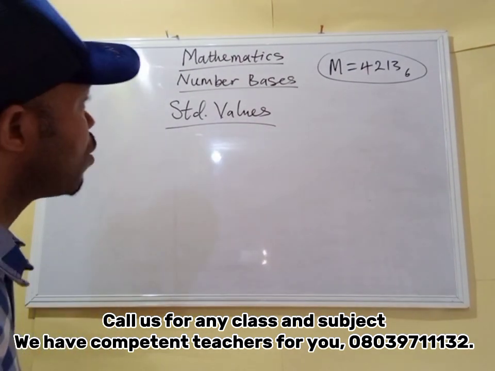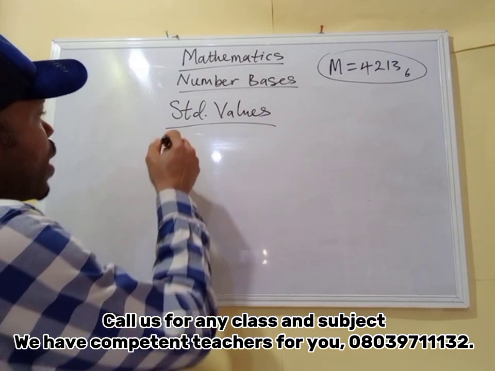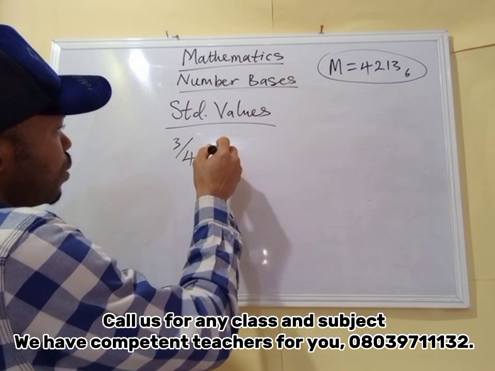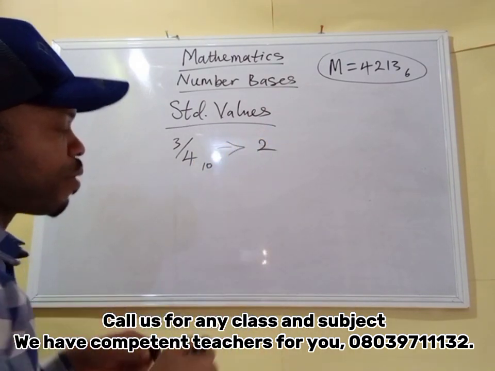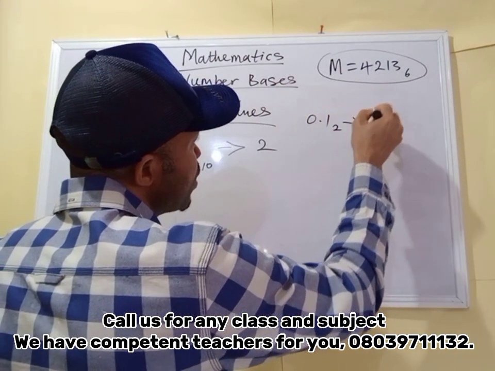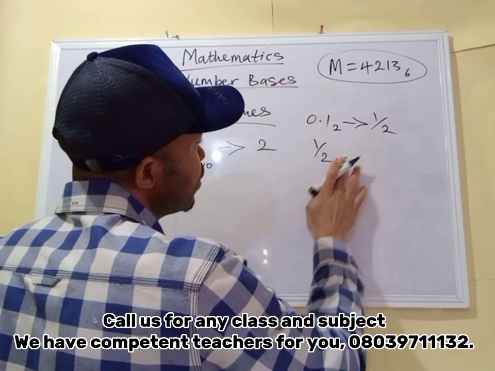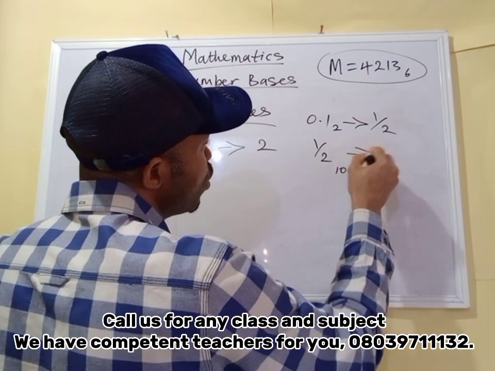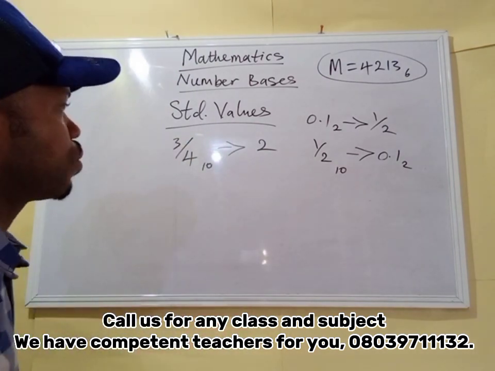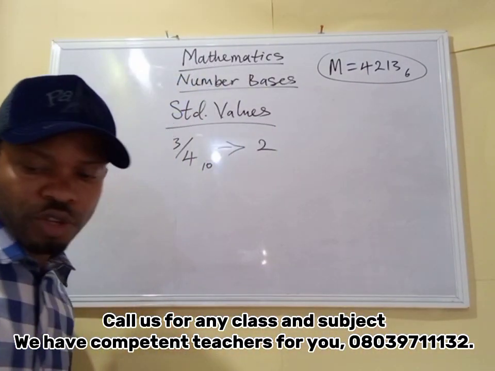So again, let's solve some random questions under some of those standard values I gave you. Let's say we are given 3 over 4, base 10, and we are asked to convert it to base 2, the binary. Remember, when we wrote 0.1 base 2 to base 10, it was 1 over 2. So that also means that 1 over 2 base 10 will also give us 0.1 base 2. Of course, we can also reciprocate it. So we are going to be applying the standard we've just looked at to solve some problems.